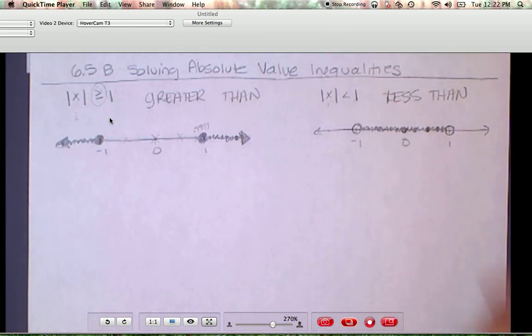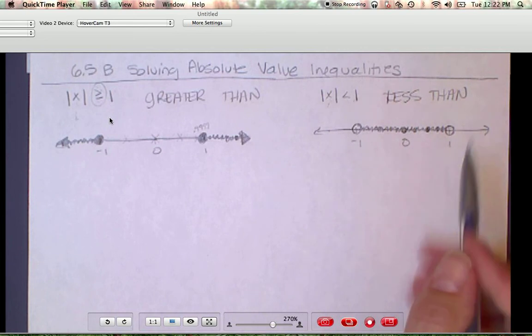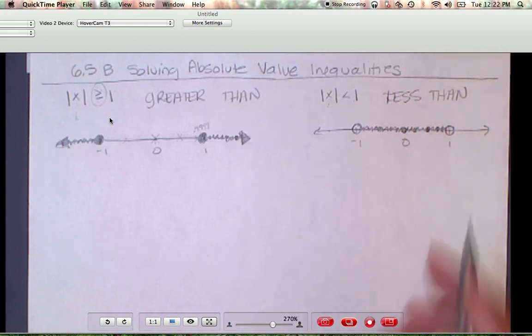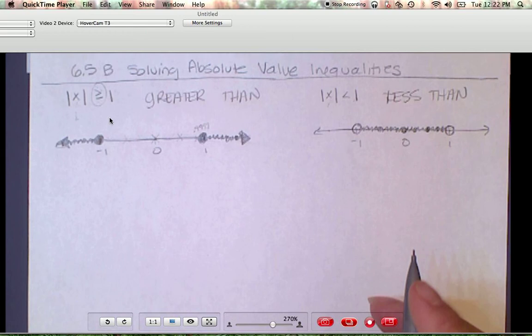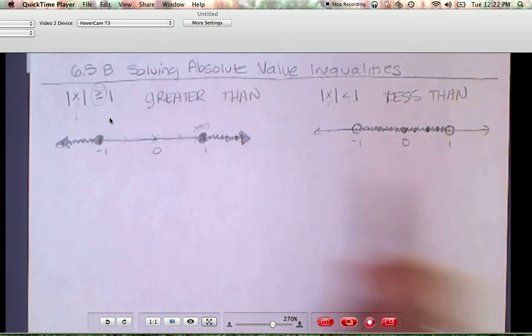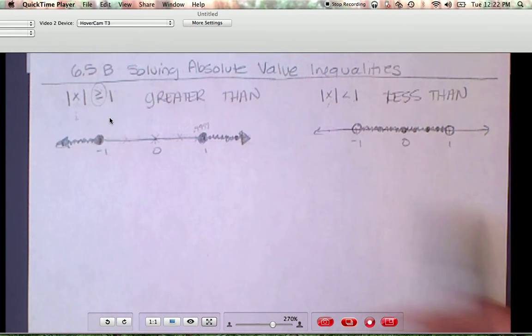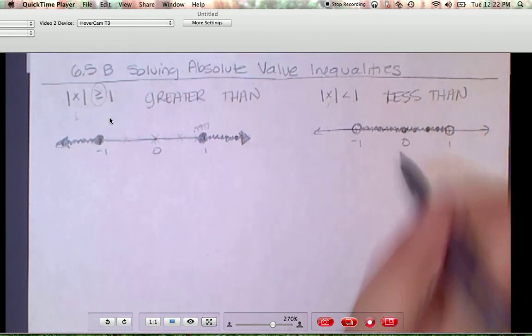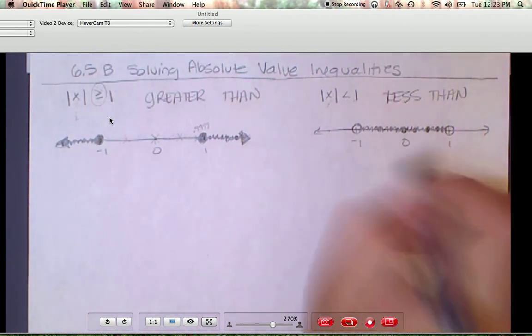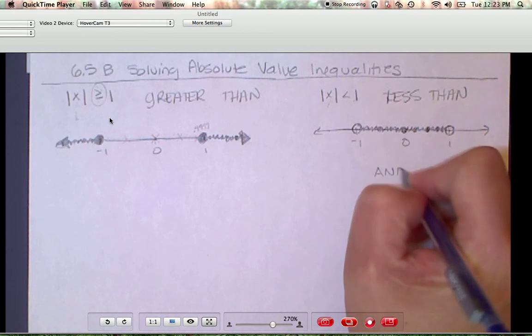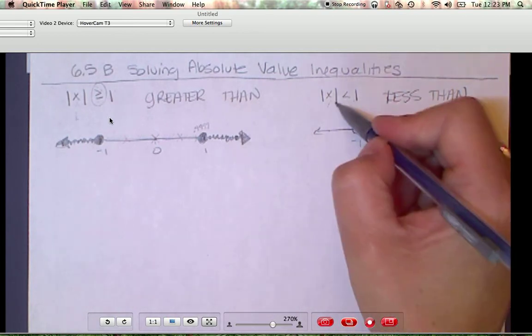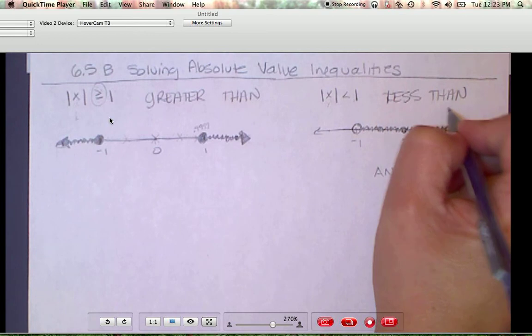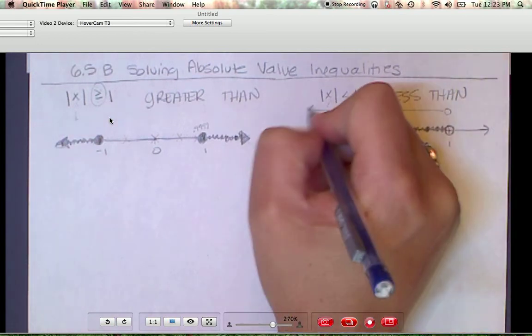Now, we have talked about compound inequalities. We have two types of compound inequalities. We have an and and we have an or. So which one of these looks more like an and? This one. This one looks more like an and because let me remind you of what's happening. If x is less than 1, we have this possibility.